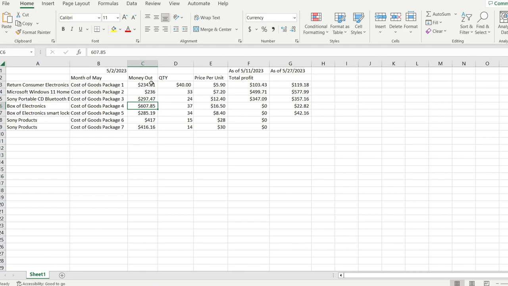The fifth package was the smart lock box, which I showed you guys. It was a little bit of a disastrous box. We spent $286. There were about 34 units. I have to sell each lock for at least $8.40. And I've made a decent two sales for $42.16.